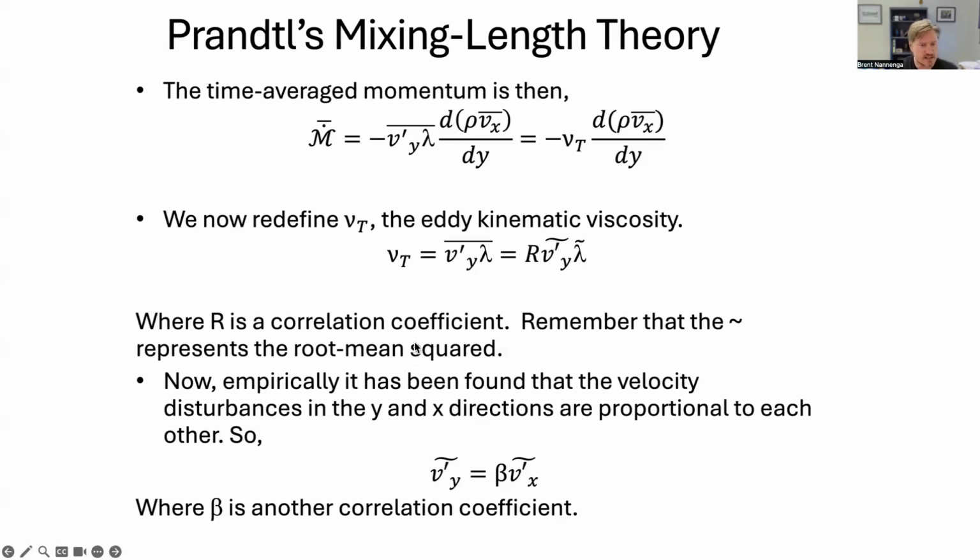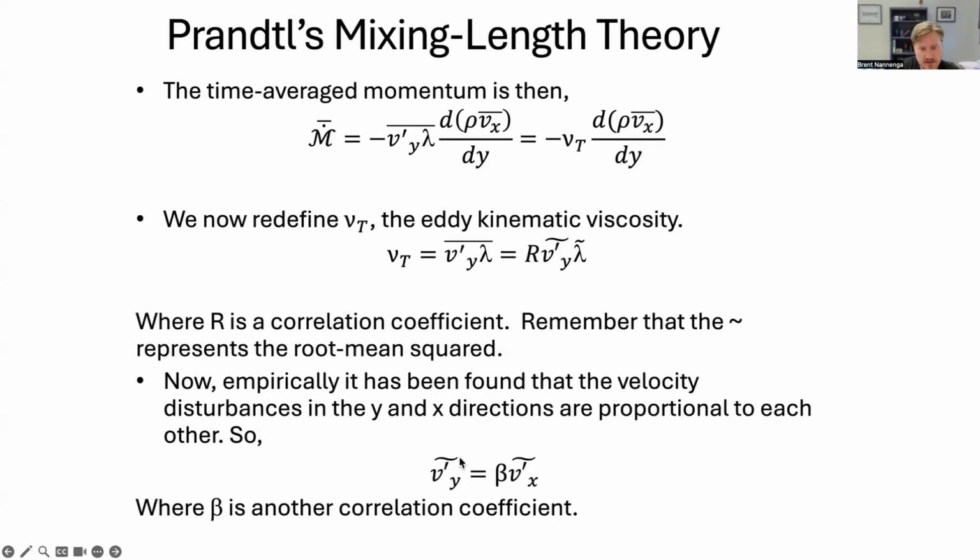Empirically, it's been found that the velocity disturbances in the X and the Y directions are proportional. Meaning if something is fluctuating at very high intensity in the X direction, it's also going to be fluctuating in the Y direction proportionally. Not necessarily the exact same, but proportional. While it might be fluctuating twice as much in the X as in the Y, if you then double the X, it will also double the Y.